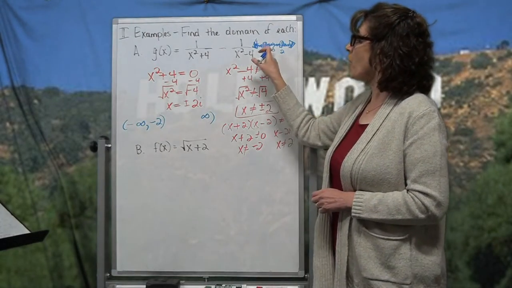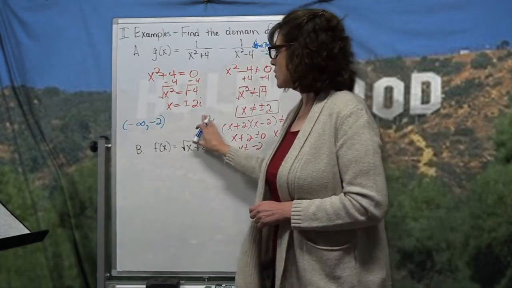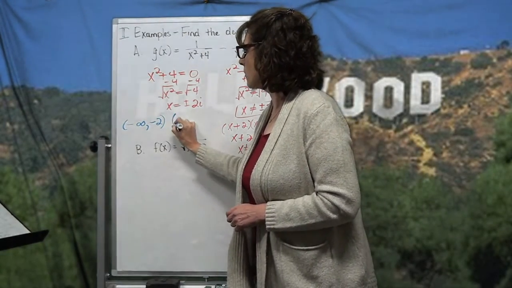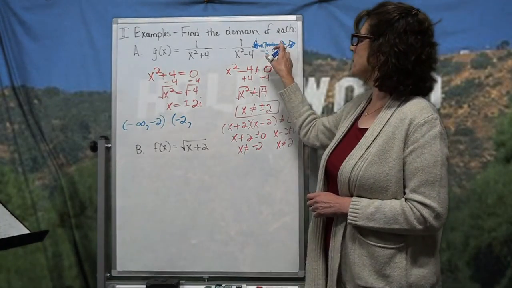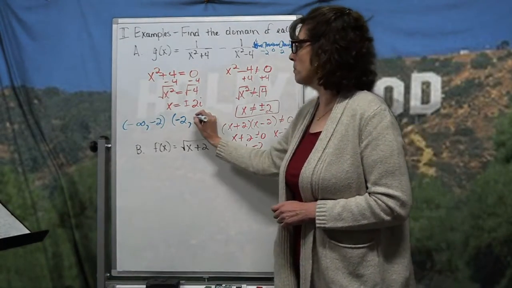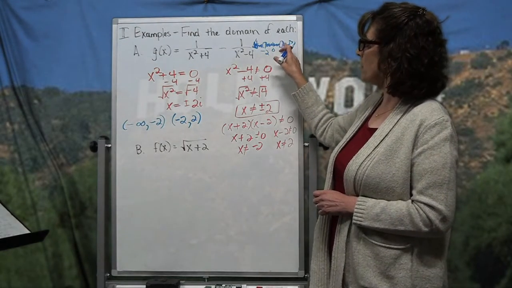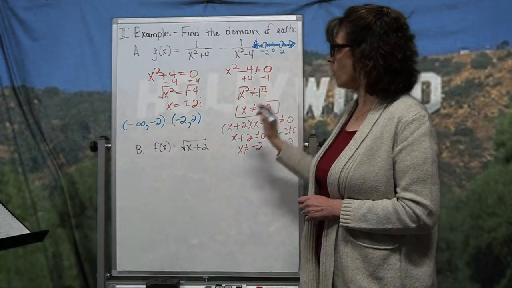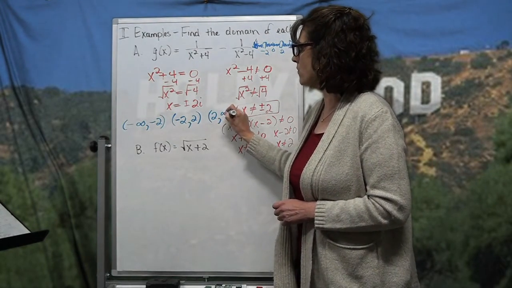But I'm going to skip over that negative 2 with that open circle and pick it back up on the other side. So to pick it up on the other side, let's grab it like this, and let's go all the way up to the positive 2. But again, it's not included. It gets a parentheses. And then I'm going to skip over the 2 and pick it up on the other side and go on to infinity.